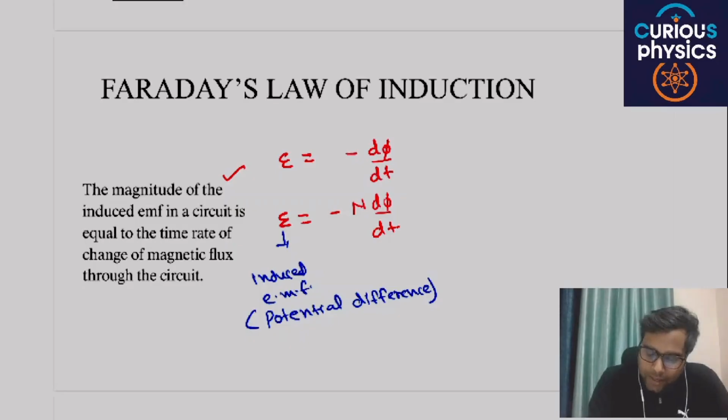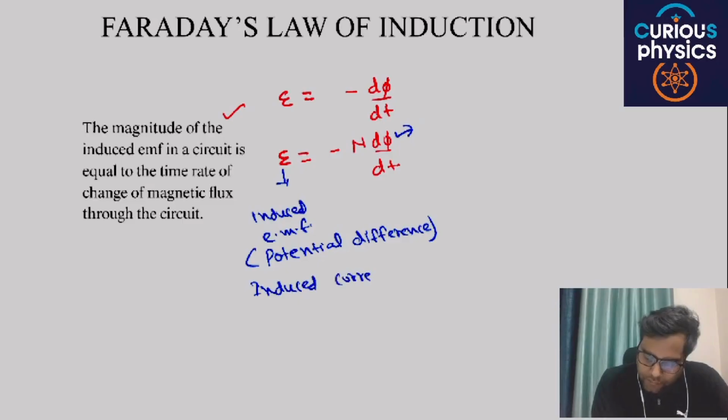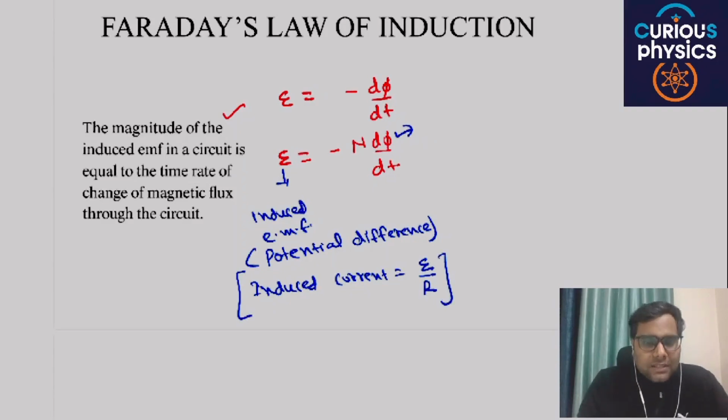If this change in magnetic flux is responsible for a potential difference, then this potential difference is responsible for the induced current. Let's say R is the resistance in the circuit, then the value of the induced current will be the potential difference divided by R, according to Ohm's law. This is the induced current. Are you able to understand my point or not? The basic focus is on change in magnetic flux.